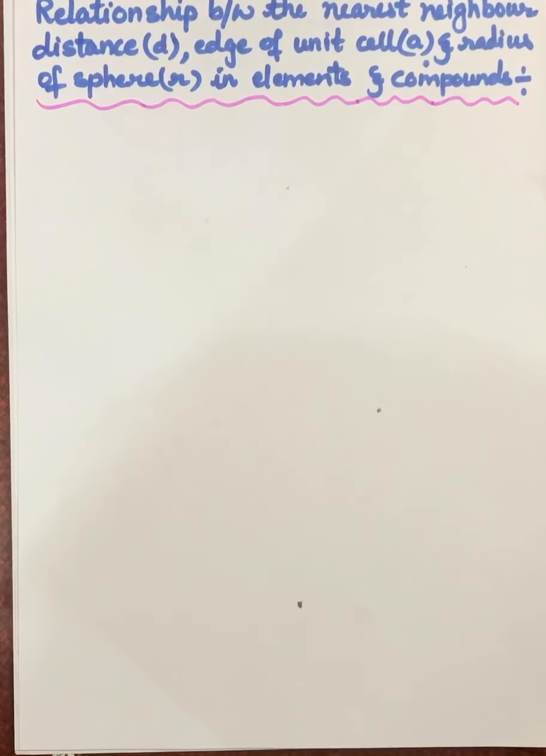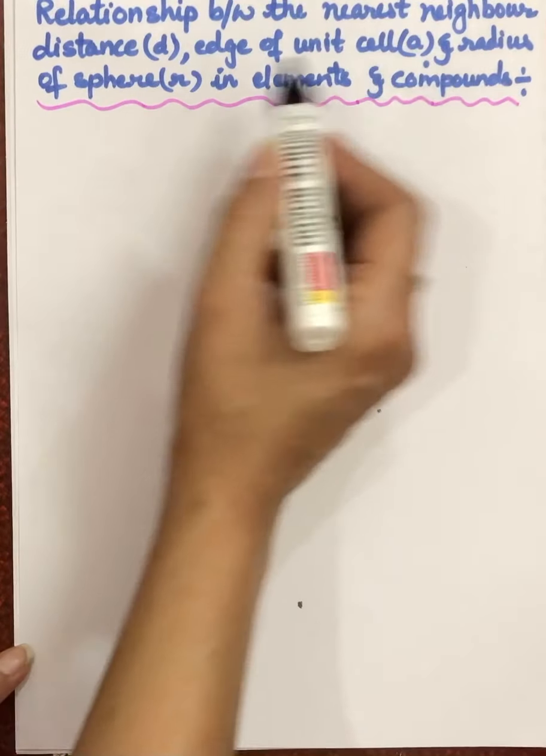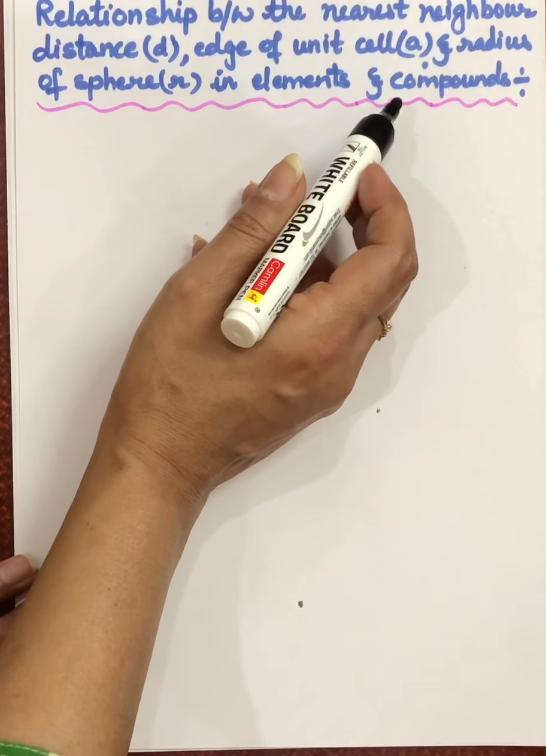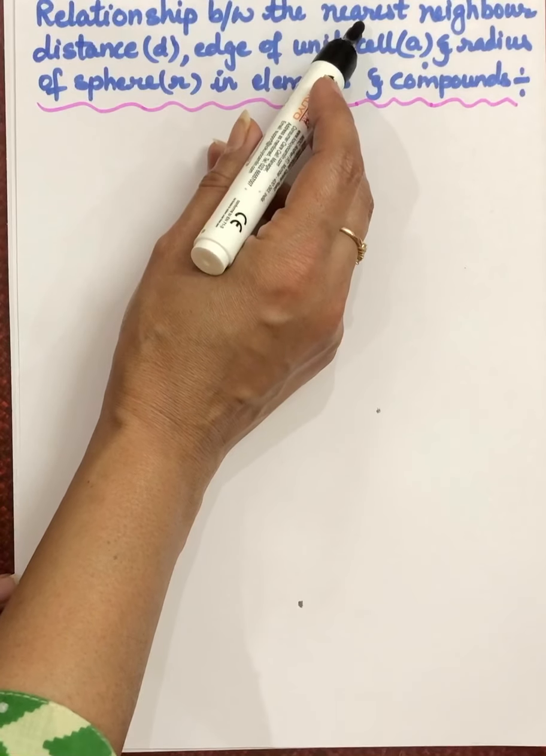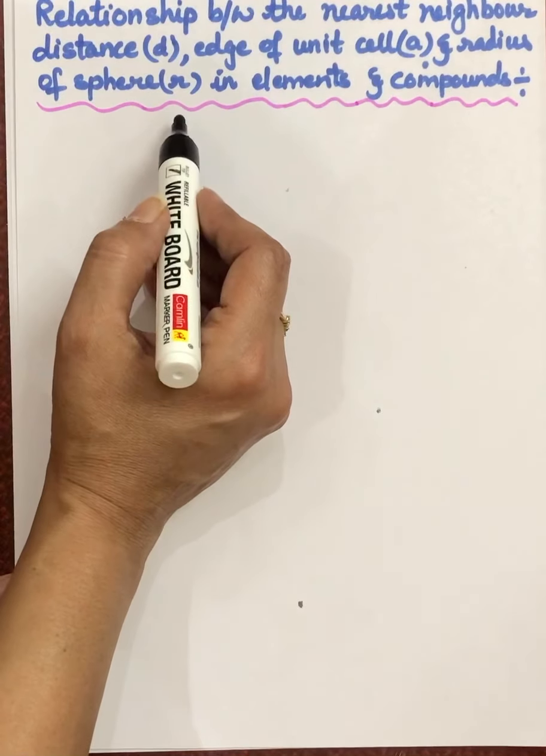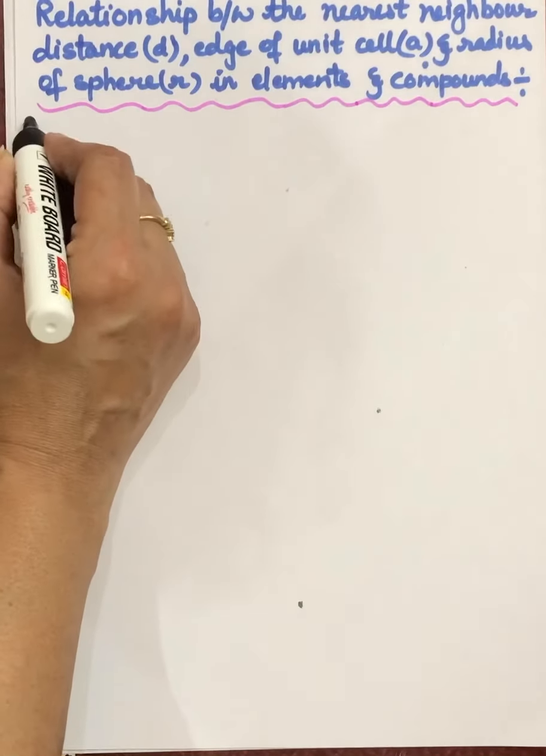Today we are covering a very important topic in the solid state chapter, that is the relationship between the nearest neighbor distance, edge of unit cell, and radius of sphere in elements as well as in compounds. What is the formula between nearest neighbor distance denoted by D, A, and R? For 3 unit cells we have to derive it.